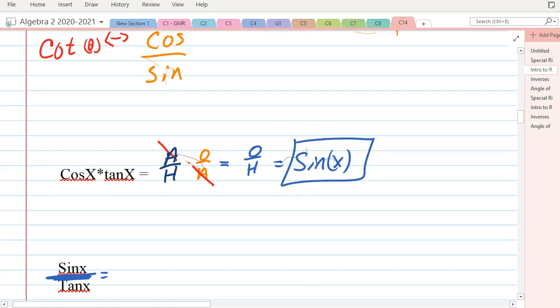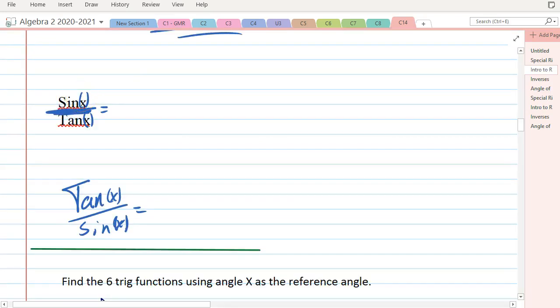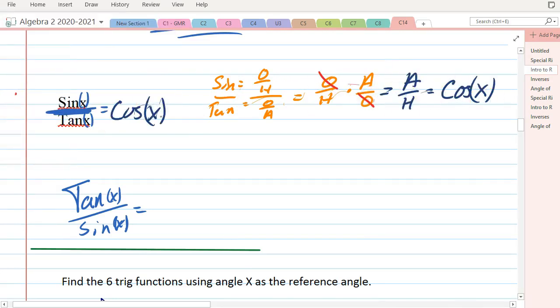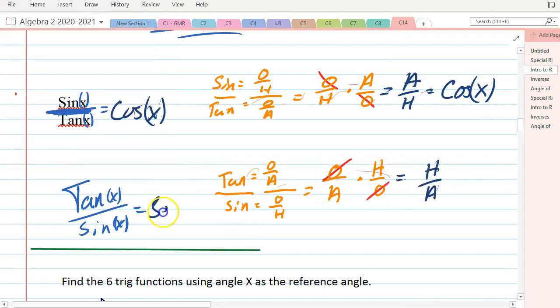And I don't expect you to memorize those. I expect you to know how to find them. All right, next, sine over tangent. Well, we know that sine is equal to opposite over hypotenuse. Tangent is equal to opposite over adjacent. We invert and multiply, so that gives me cosine x. Now, if I was to flip that upside down, what would you get? You'd get secant of x, because cosine flipped upside down is secant. So sine divided by tan, you get the idea.